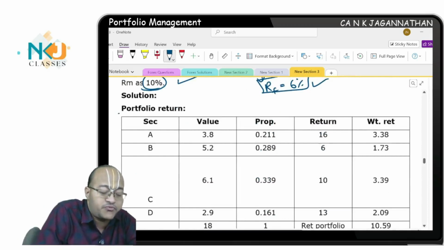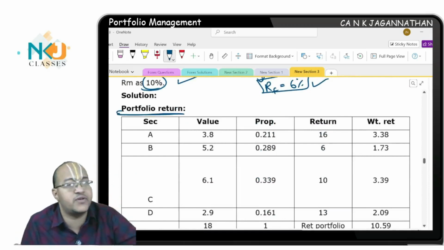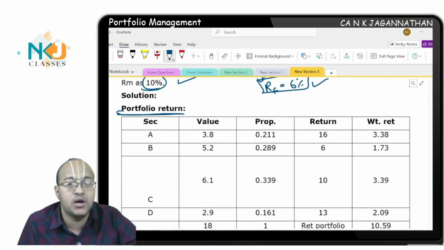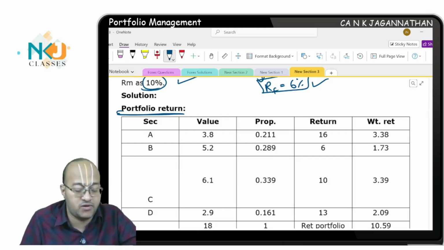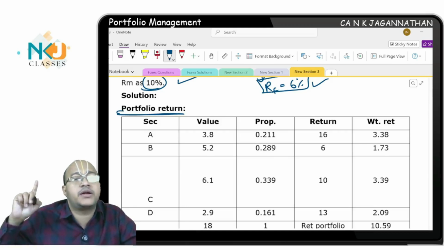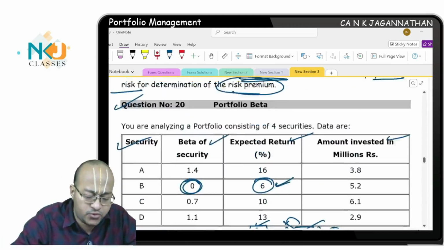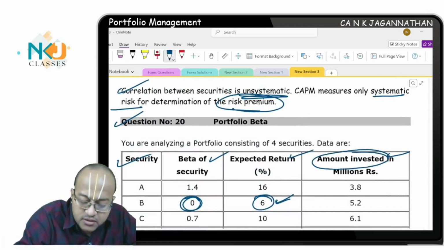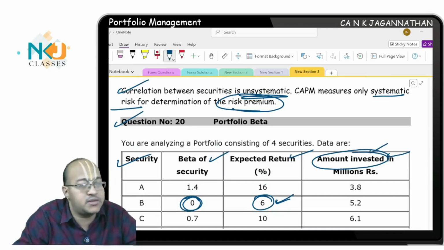Right. Now the first step: portfolio return is the weighted average return of the individual securities inside the portfolio. Now, weight is not given in the question. What should you consider? The market value weight. You used to compute book value weight, market value weight. In the question, if you notice, they have given the amount invested. What do you mean by this amount invested? Very simple. In our subject, unless otherwise stated, everything will be market value and not the book value.